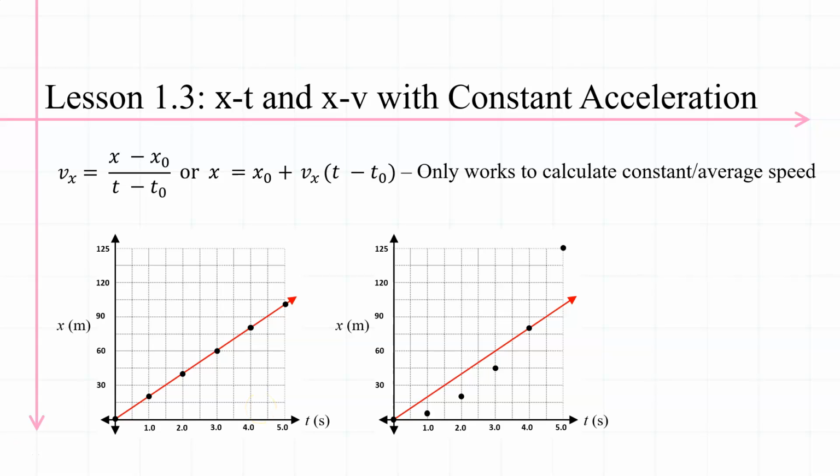Let's compare these two graphs for a moment. The graph on the left is showing an object that's moving at a constant speed.